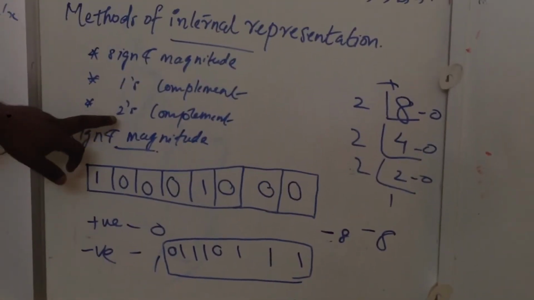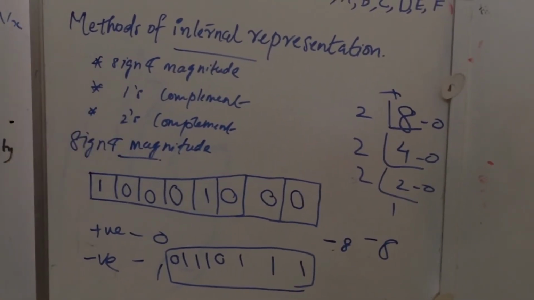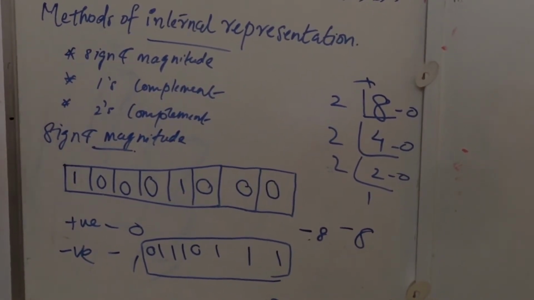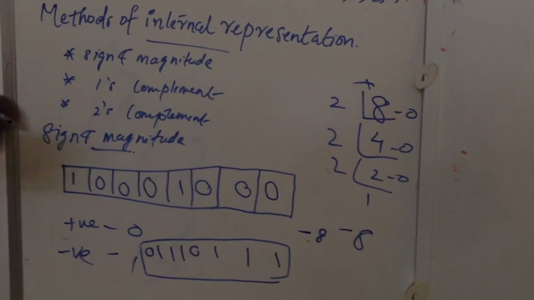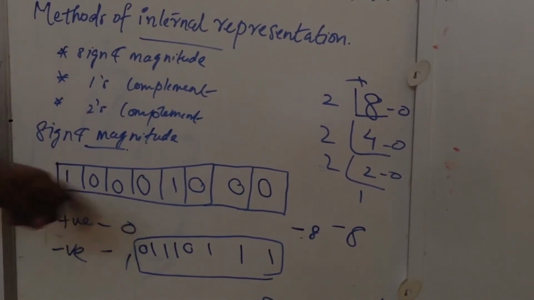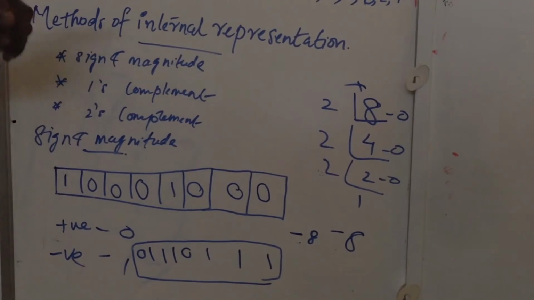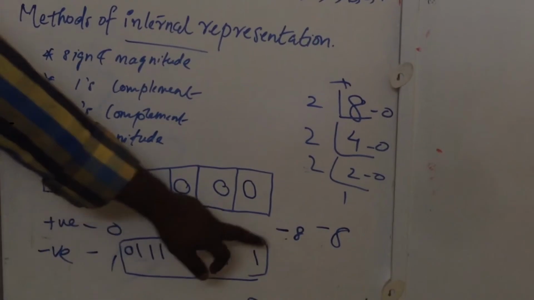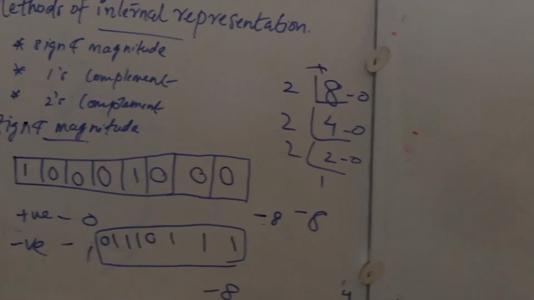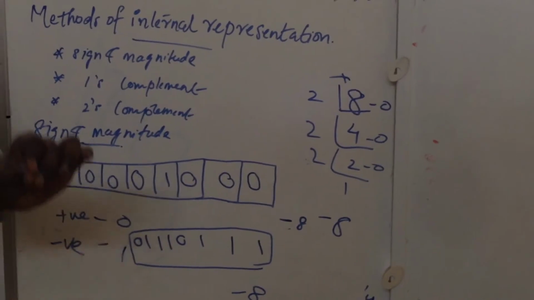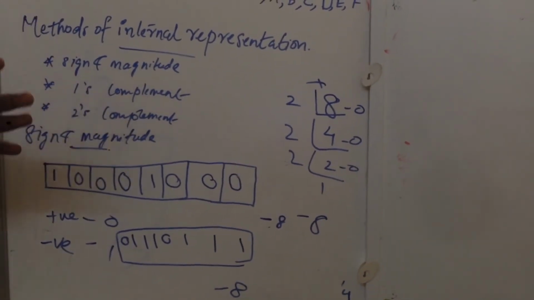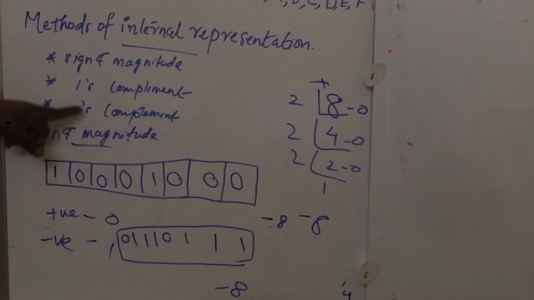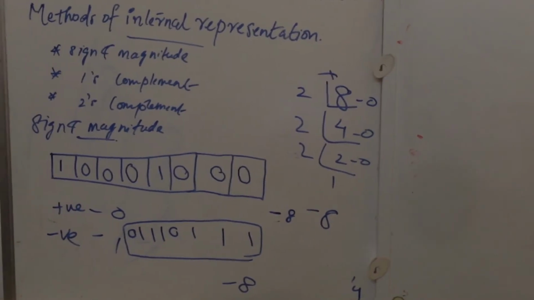Then two's complement. Two's complement means we are adding 1 to the one's complement of the number. One's complement means we are changing 1s to 0 and 0s to 1. Again, we have to check whether the given number is positive or negative. If the given number is positive, we need not add 1 to the one's complement. So for a positive number, the one's complement and the two's complement are the same as the magnitude.